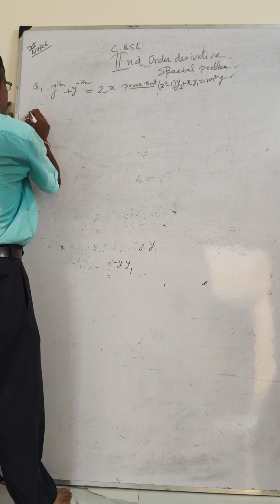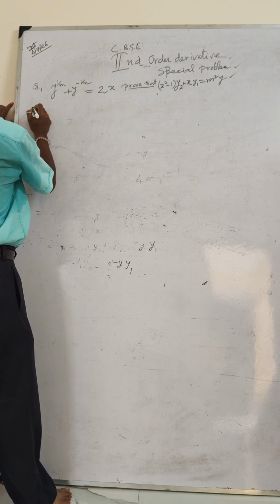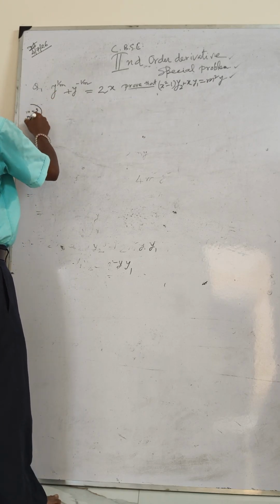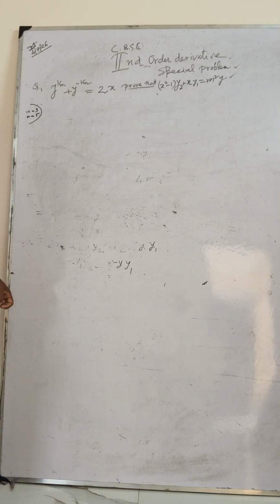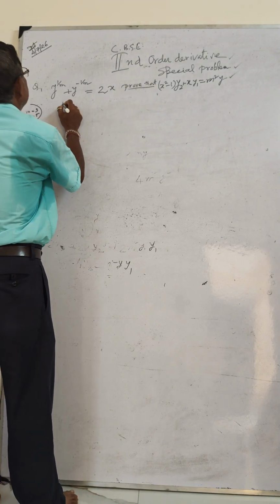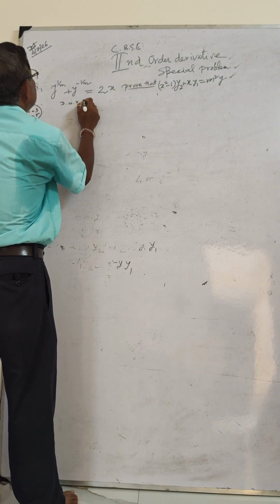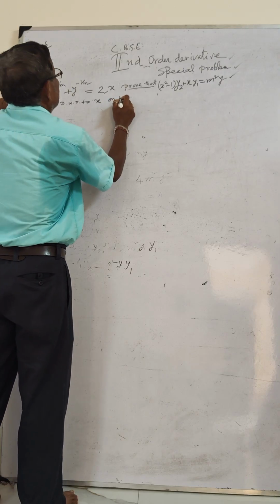In case the value of m is 3, maybe 5 and such. But this is a common problem where m is unknown. Now differentiate with respect to x. Differentiate with respect to x on both sides.